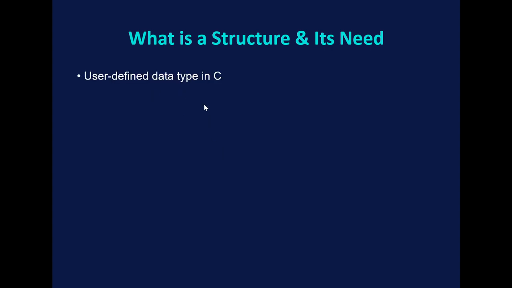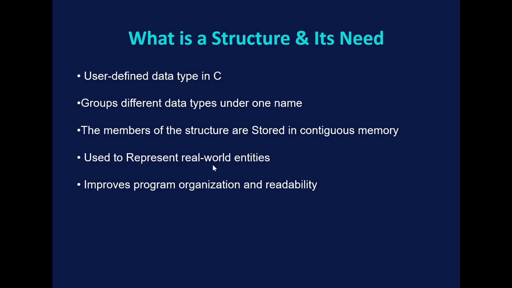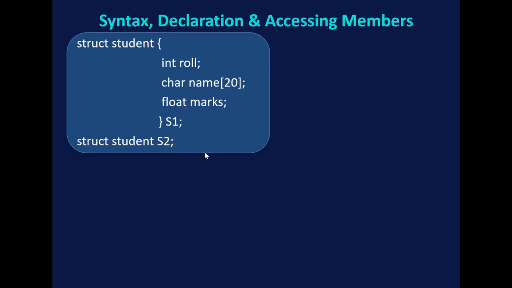Like I said, a structure is a user-defined data type which allows you to group different data types under one name. Whether it is fundamental data types or derived data types, they let you store elements of the same data type, homogeneous data type. But here in a structure, we can have elements of different data types and it can be referred to by a single name. And the members of the structure occupy contiguous memory locations, and this data type plays a very important role in representing real world entities.